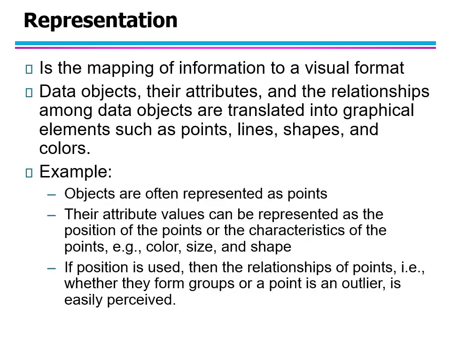This is representation. Representation is the mapping of data objects, their attributes, and their relationships to graphical features such as position, shape, color, and orientation. The goal is to choose representations that make the underlying data pattern visible and understandable. For example, objects are often represented as a point, and the attribute values can be represented as the position of the point or a characteristic of the point, for example color, size, and shape.